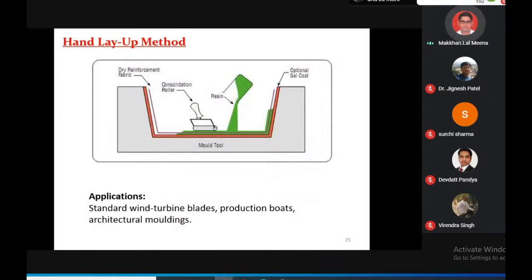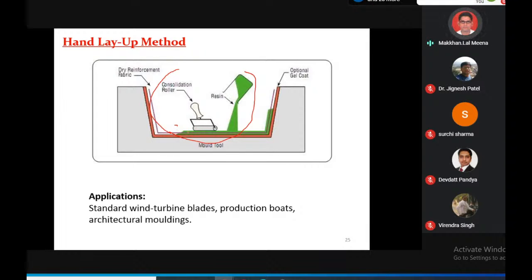This is the second fabrication method, the hand layup method. It is a very popular method because it is the simplest and oldest open molding method. It is a very simple method for fabricating composite materials. In this, at first dry fibers, in the form of woven or knitted, stitched or bonded fabric, are manually placed in the mold.